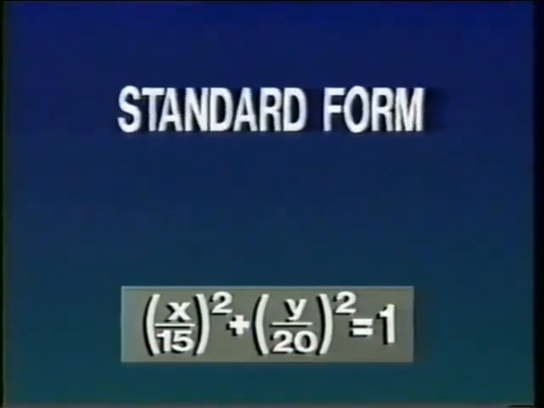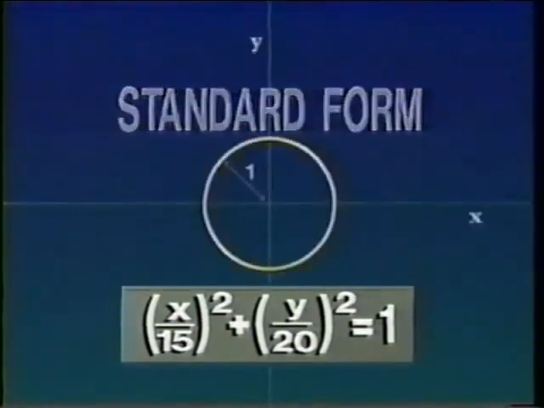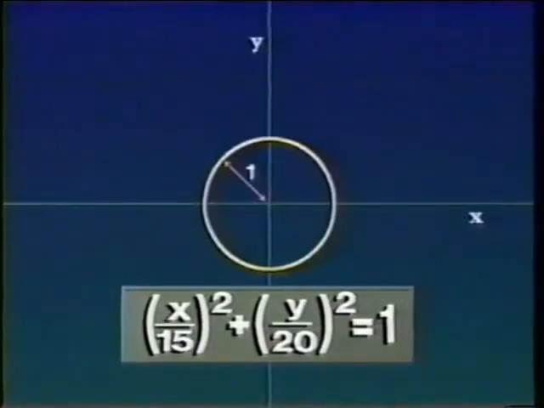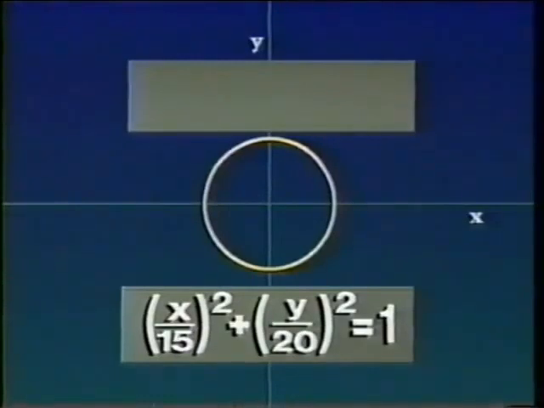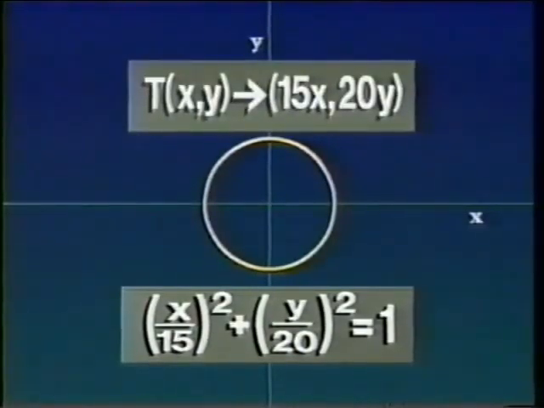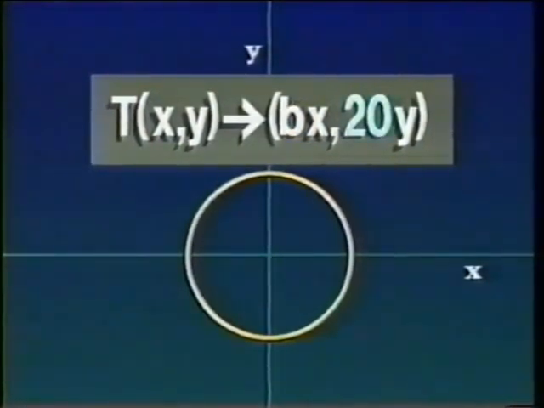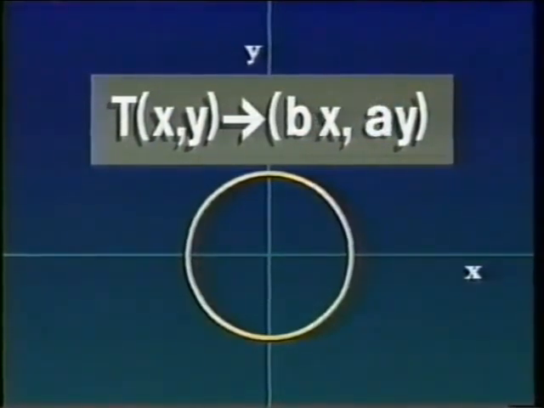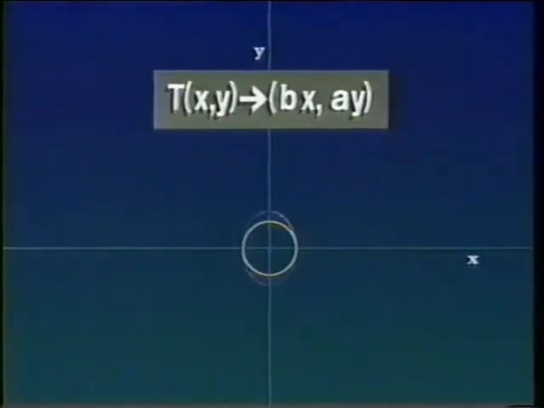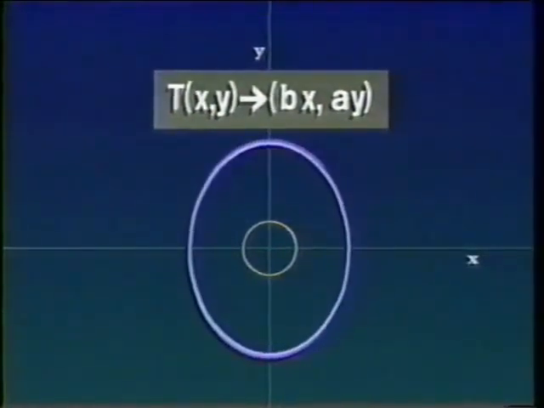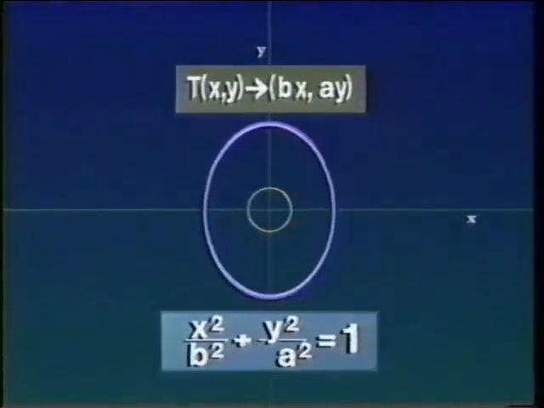To understand why this is called standard form, we must examine the unit circle and determine what dilation would produce an ellipse with this equation. Following the earlier pattern, the dilation must map (x, y) onto (15x, 20y). Let's call the 15 the horizontal stretch factor and represent it by b. 20, the vertical stretch factor, we'll call a. If this general transformation is applied to the unit circle, then the equation of the image ellipse is x squared over b squared plus y squared over a squared equals 1.